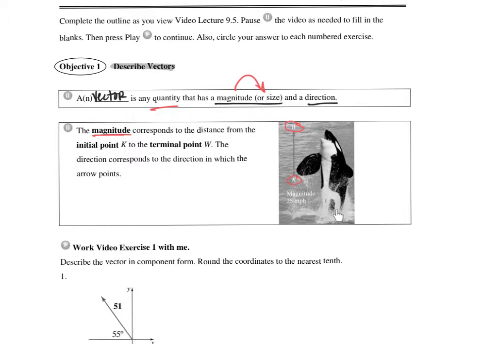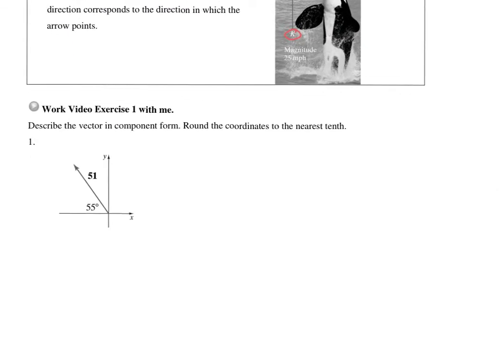Okay, this whale is jumping. I would assume this is north because I don't know the story here, with a magnitude or a size of 25 miles per hour. Okay. All right, so we're going to go ahead and describe this vector in what's called component form. And take a look here at what component form means, okay?